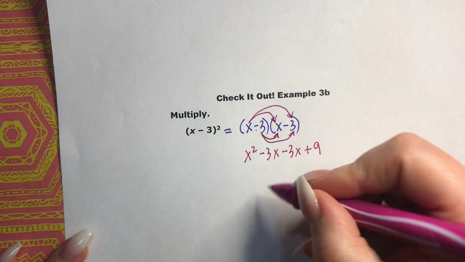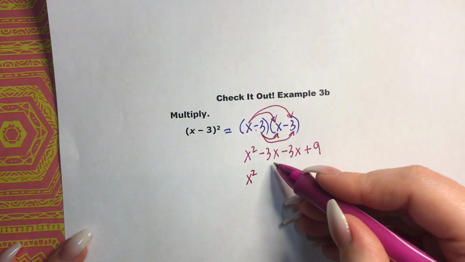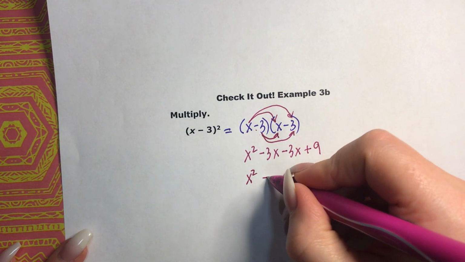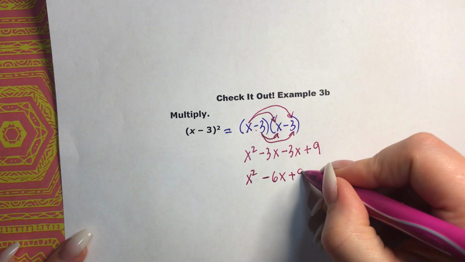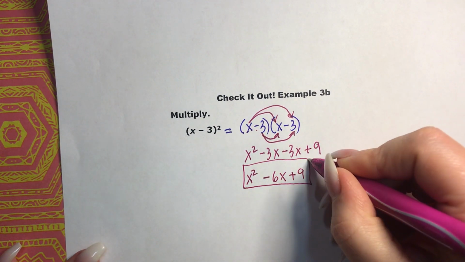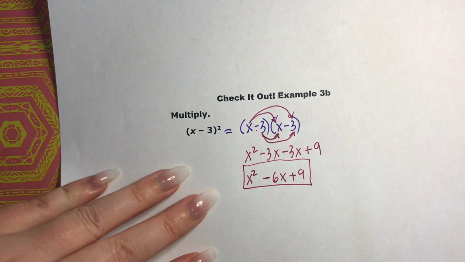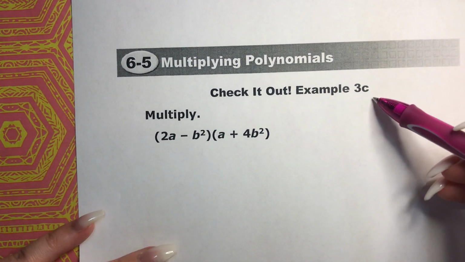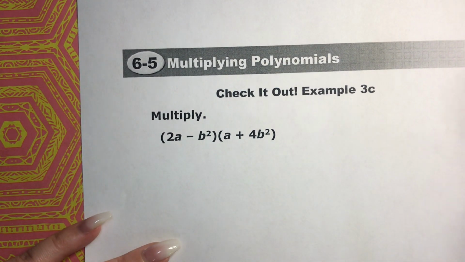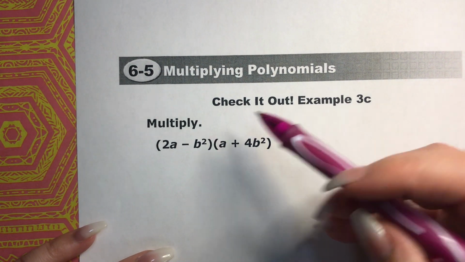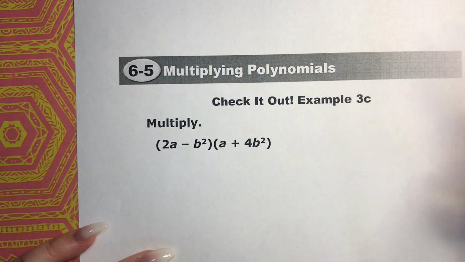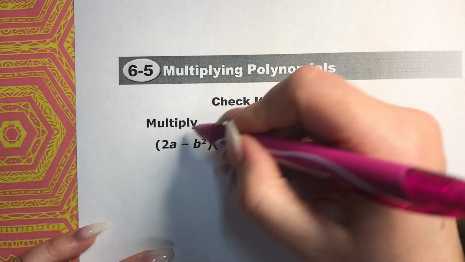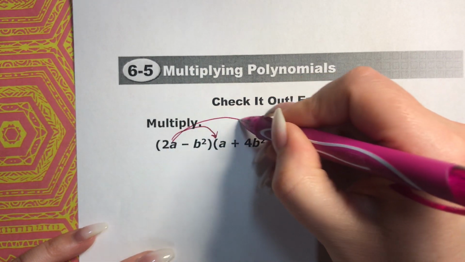Then we just combine like terms. X squared, negative 3x minus 3x is going to be a negative 6x plus 9. So if you got that right, great job. Okay, now for the last check it out example. Check it out, example 3C. I want you to go ahead and give this one a shot. Okay, so we're going to take this and distribute it to both, right? 2a is going to distribute here and here.